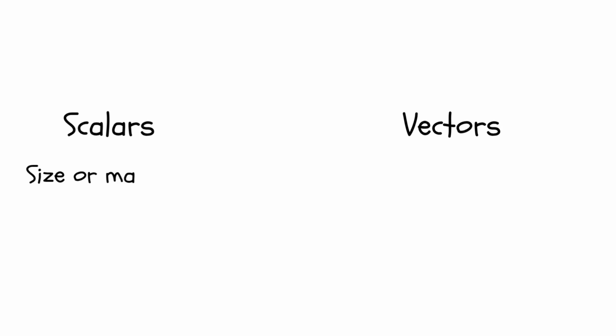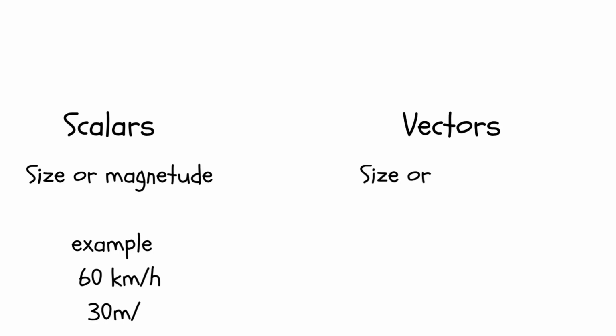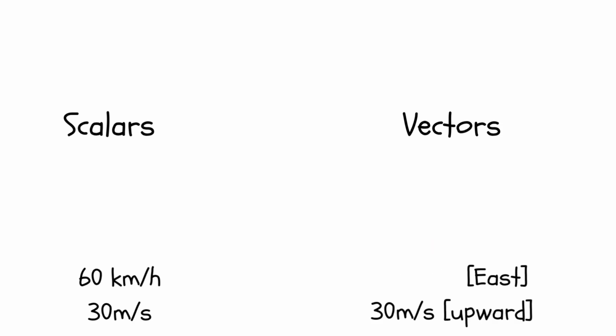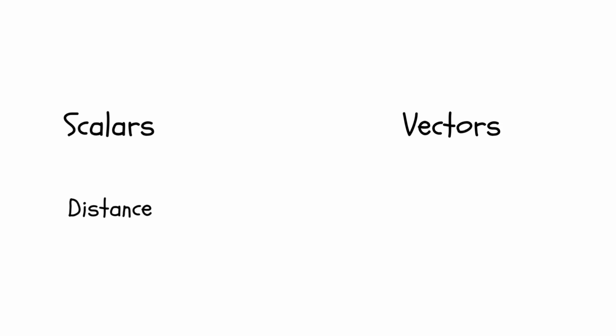To describe motion, we use quantities called scalars and vectors. A scalar has only size, for example, a car moving at 60 kilometers per hour. A vector has both size and direction, like 60 kilometers per hour east. Distance is scalar, while displacement, the straight line change in position, is a vector.